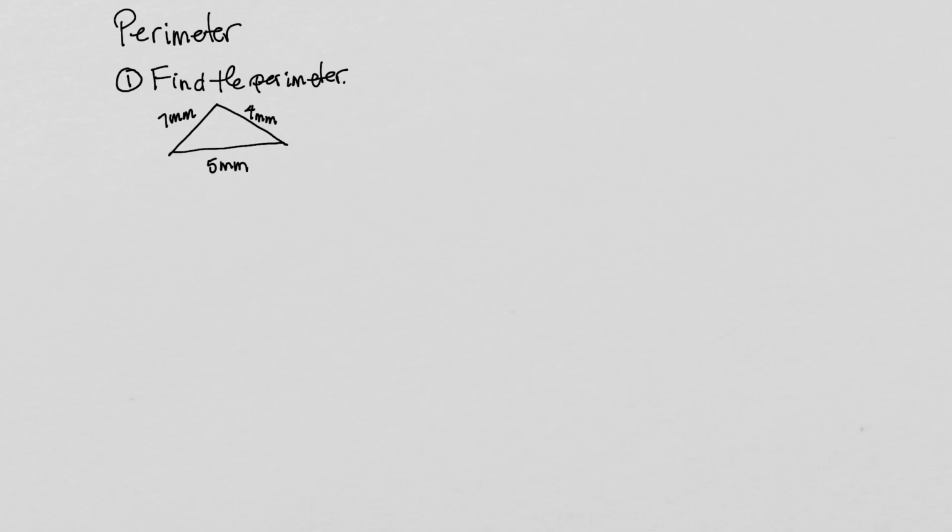We want to find the perimeter of this polygon, this triangle, and we know that the perimeter is the length around. So why don't we write this as P for perimeter is 7 millimeters plus 4 millimeters plus 5 millimeters. And the order of these sides doesn't matter. So what do we have? 7 and 4 is 11. 5 more is 16. So we're going to say that the perimeter here is 16 millimeters.